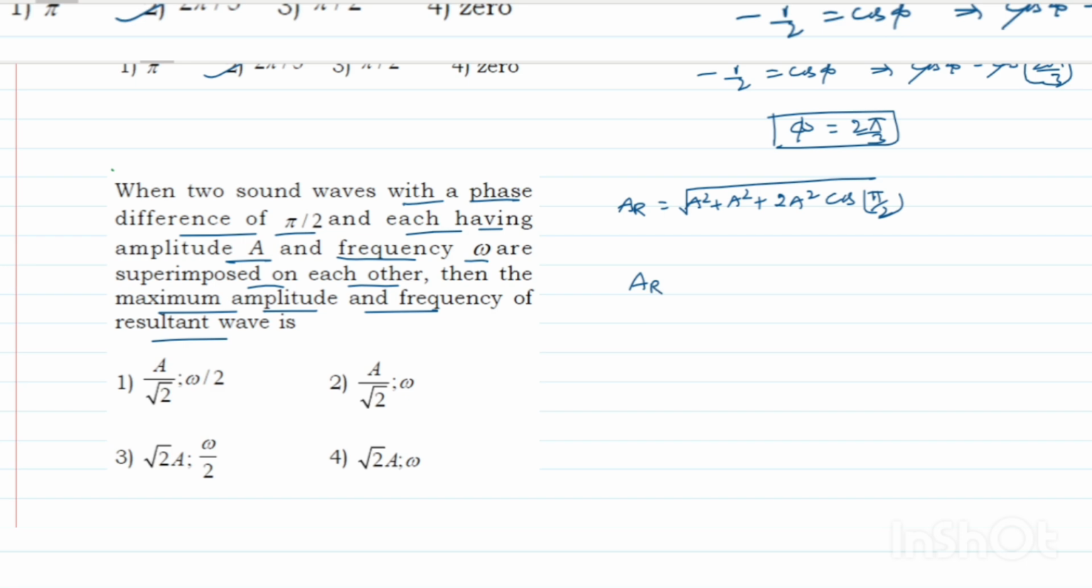Then they are asking the maximum amplitude of the resultant. So here you can get it as A square plus A square. Cos 90 will be 0 and this whole term becomes 0. So here we will be getting root 2A. And now they are asking the frequency. When two waves with phase difference pi by 2 are superimposed, frequency, students, remains the same. Frequency remains the same if they are superimposed. So here root 2A and omega is the correct answer.